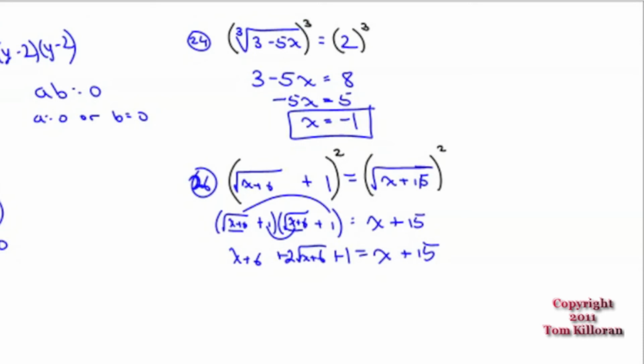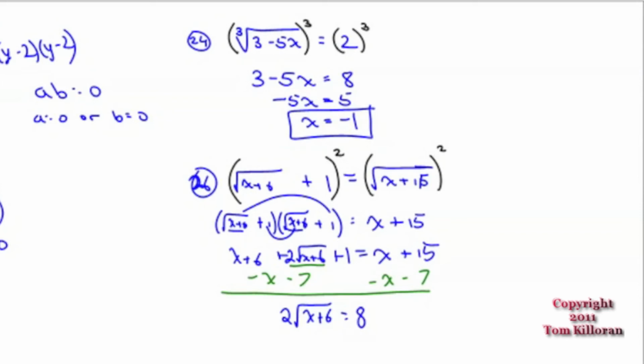What's the goal of solving the square root? Isolating the square root. Where's the square root? It's right here, so I need to get it by itself. So what do I need to move? The x, the 6, and the 1. I'm going to subtract x from both sides and subtract 7, that's 6 plus 1. Okay, what's left? 2 square root of x plus 6 is equal to 8.